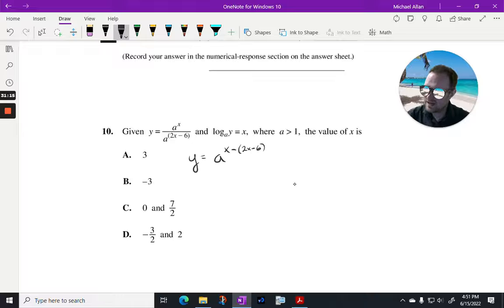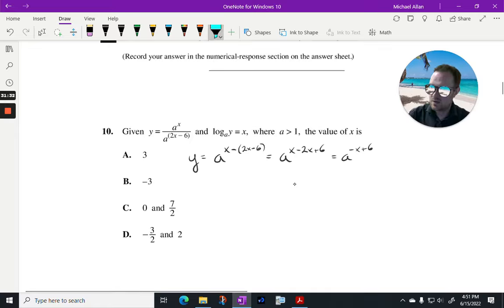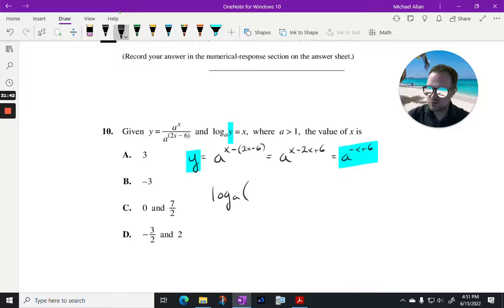It's kind of like the idea that they put these in brackets. It kind of helps us out. You can see that this will simplify to a to the x minus 2x plus 6. So it'll be a to the negative x plus 6. Okay. Now we have that. What I'm going to do is I'm going to take this, because that's equal to y, I'm going to put that into the y spot up here. Okay, so I'm going to go log a bracket a to the power of negative x plus 6. And that's equal to x. Okay?